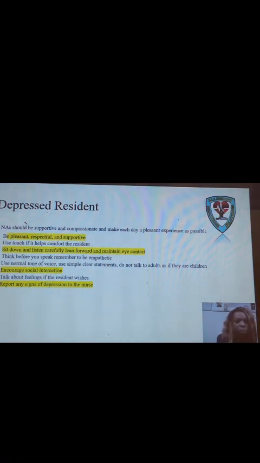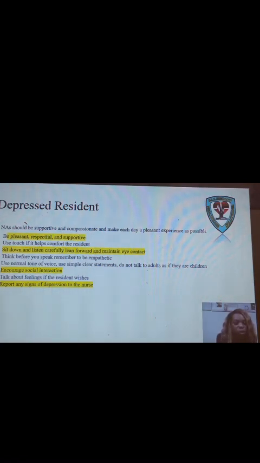Nursing assistants should be supportive and compassionate, and you should try to make every day a pleasant experience for the resident. For that depressed resident, you want to make sure that you are pleasant, respectful, and supportive. You want to use touch if it helps comfort the resident. You want to sit down and listen carefully by leaning forward and maintaining eye contact when you're communicating with the resident. Always think before you speak and remember to be empathetic to your depressed resident.